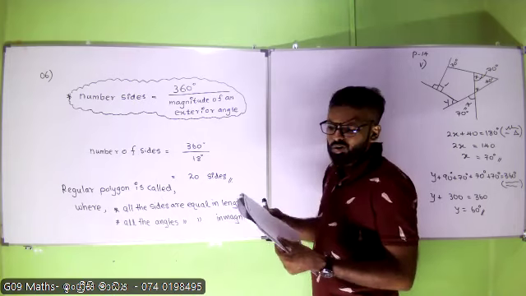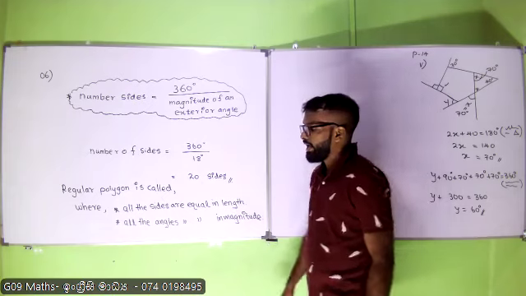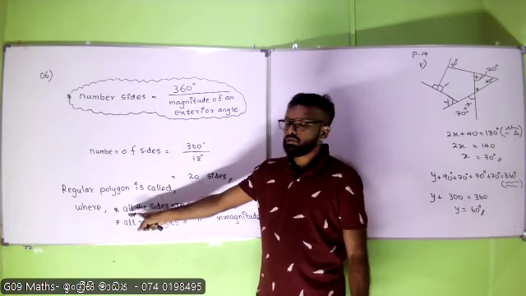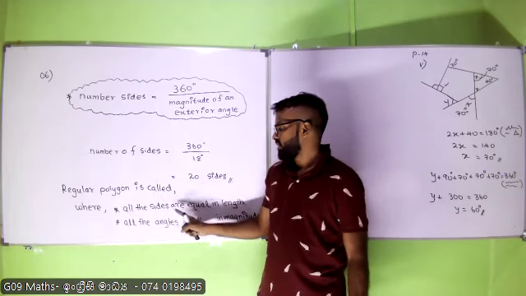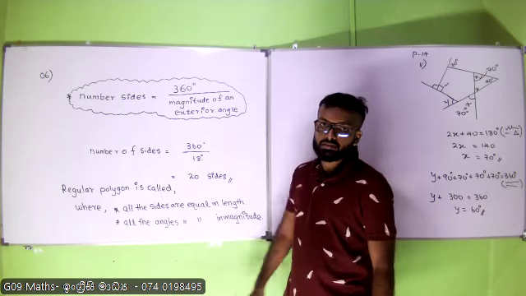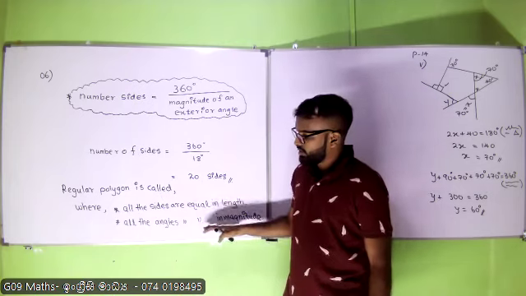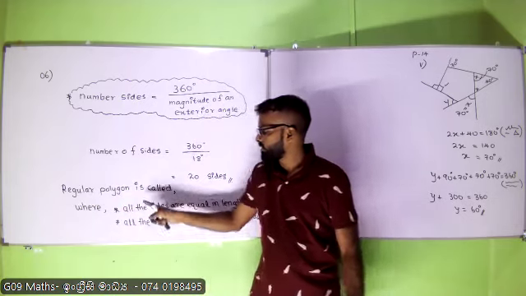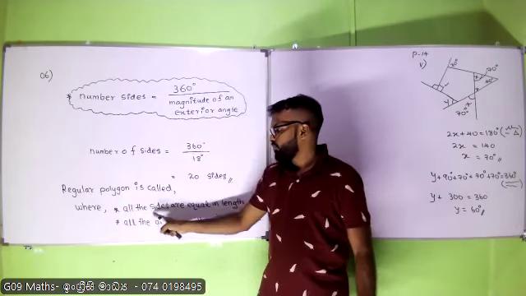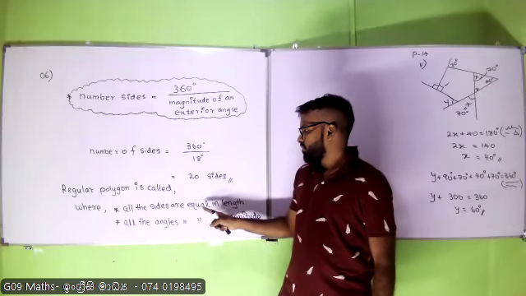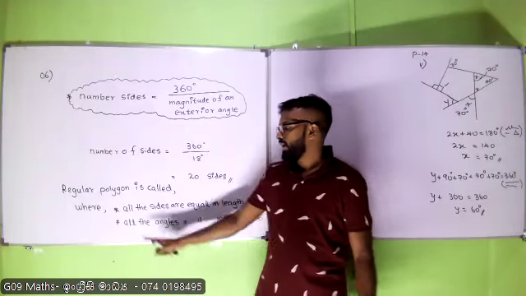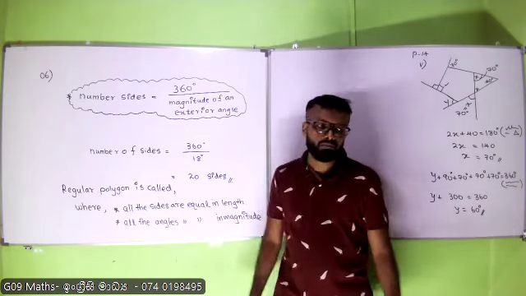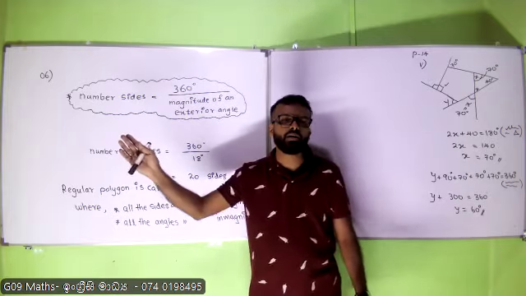Page number 16. What are not regular polygons? Not regular polygons are where at least one side is not equal in length. So please write the same thing: a not regular polygon is called where at least one side is not equal in length, at least one angle is not equal in magnitude.